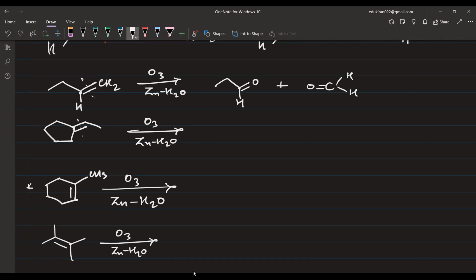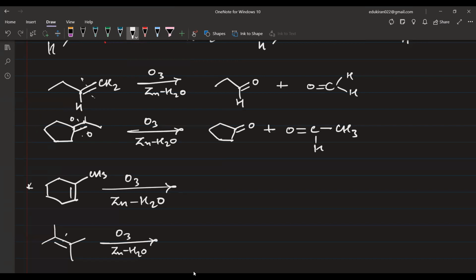What about this one? Again, break the bond like this, give an oxygen here, give oxygen here. So you are going to get double bond O plus this is 2 carbon atoms. So it is going to have a double bond O. Now this carbon atom is going to have a hydrogen and a CH3. ठीक है, यहाँ पे देखिए hydrogen होगा पहले से.